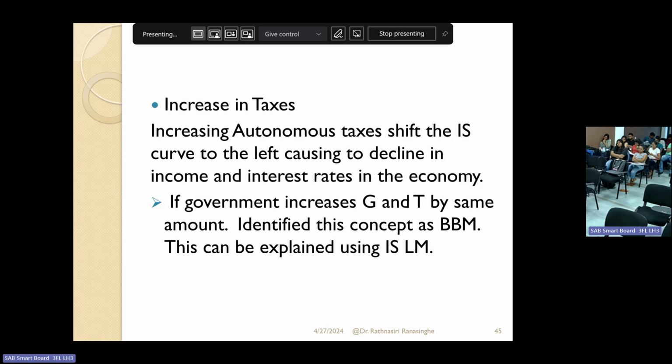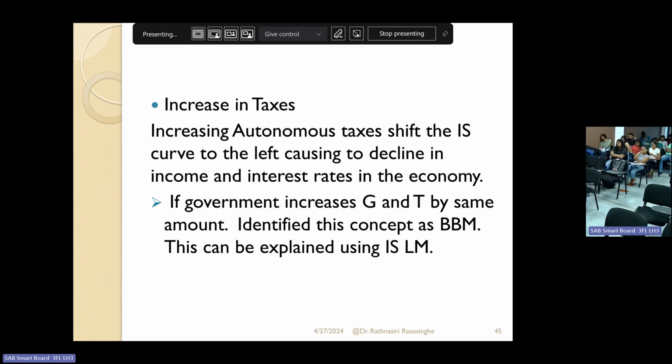If we add these two multipliers, that will equal 1. So the government expenditure multiplier, 1 over 1 minus b, and the tax multiplier, minus b over 1 minus b. You simplify this, that will equal 1. So 1 means what? If the government raises its expenditure and the taxes by the same amount, finally the net impact is national income will increase by the amount of government expenditure. So that can be explained using the IS-LM analysis as well.